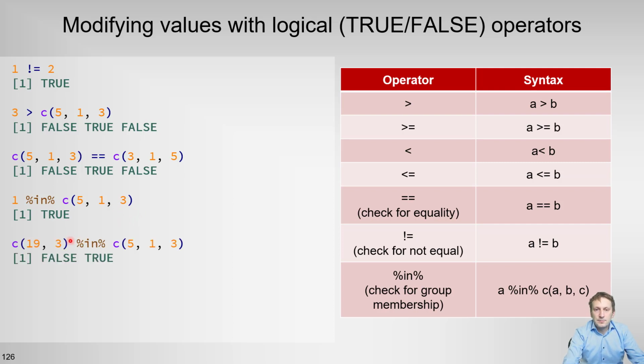We can also do that for multiple elements. So we can check for 19 and 3 if they are part of c(5, 1, 3), and that returns false, true, because 19 is not inside this, but 3 is. And we can test it for even more elements. We can test whether 1, 8, 0, and 9 are in it, and we get the corresponding result.